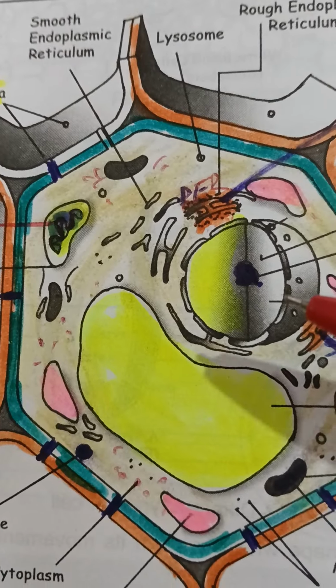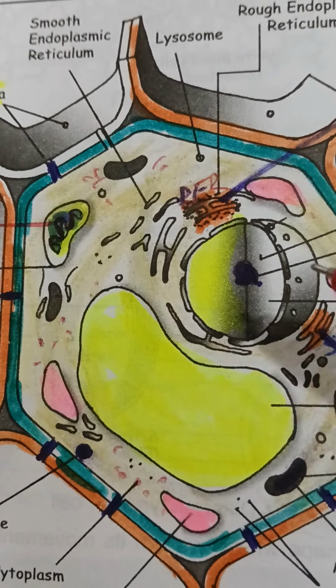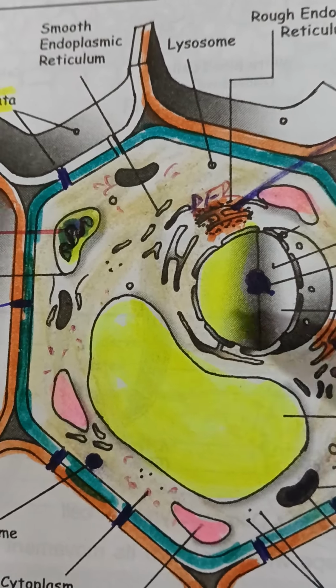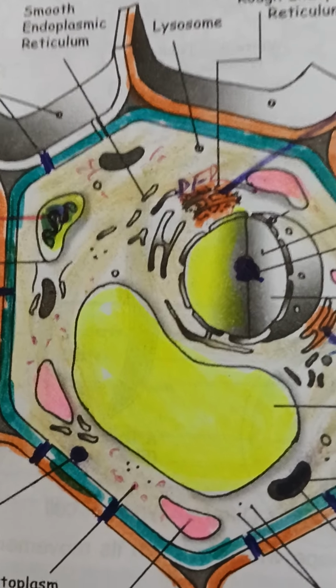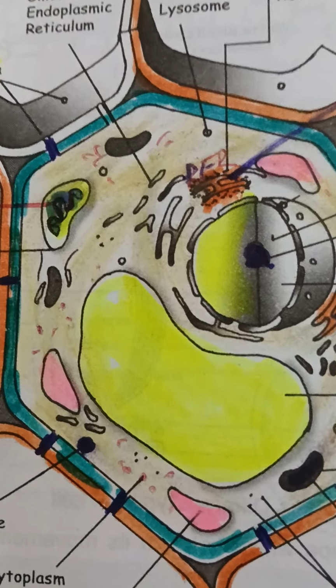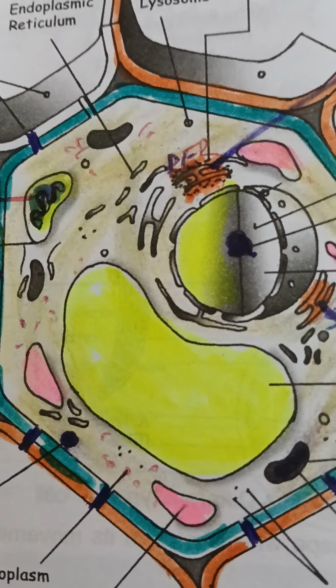The third type is the gas vacuole, which is also called pseudovacuoles. These are membraneless vacuoles found in prokaryotes to provide buoyancy. So three types of vacuoles: contractile vacuoles, food vacuoles and gas vacuoles.